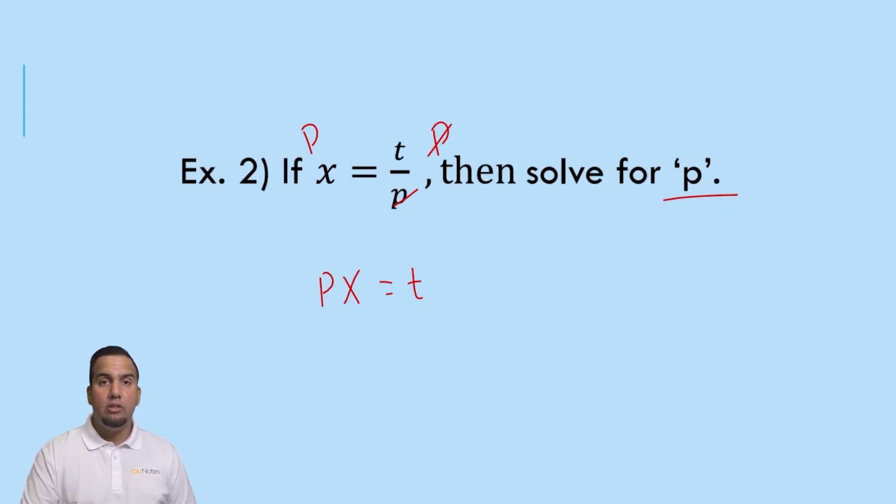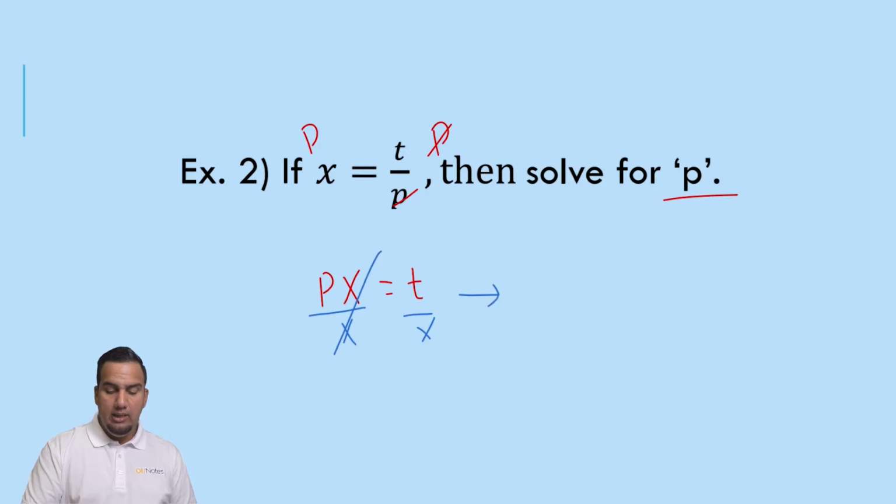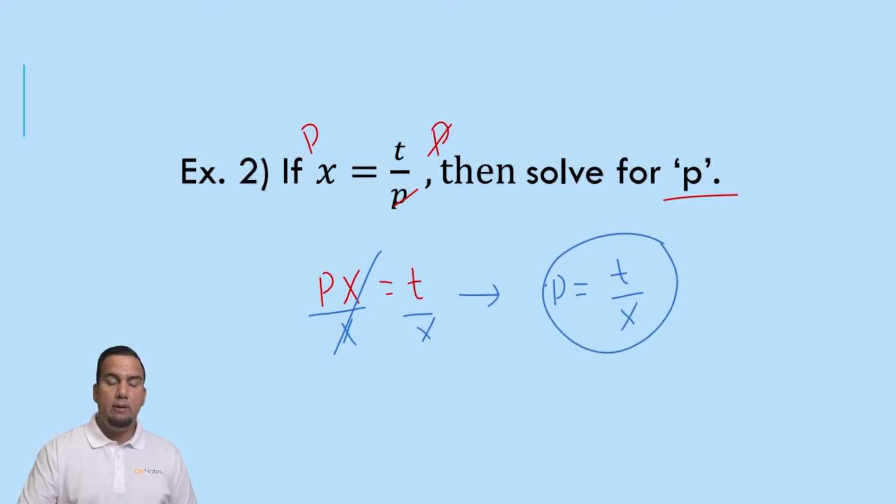What's the inverse of p times x? It's dividing by x, right? So I'm going to go ahead and divide by x on both sides. When I divide by x on both sides, the x's are going to cancel on the left, and I'm going to be left with p is equal to t over x. And that's my final answer. I isolated p and got it by itself.